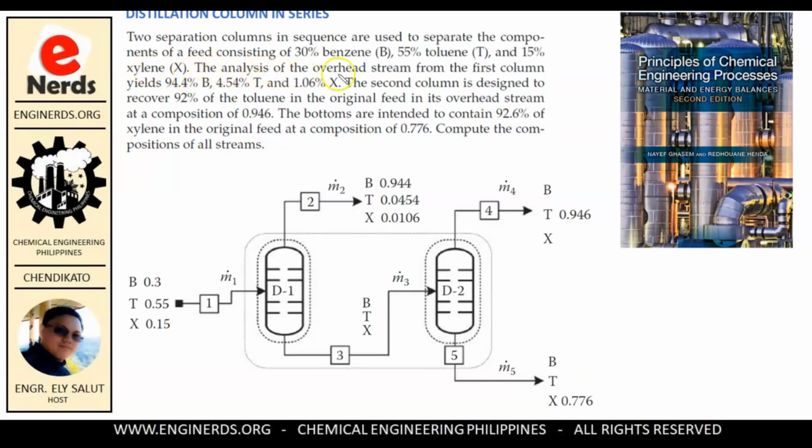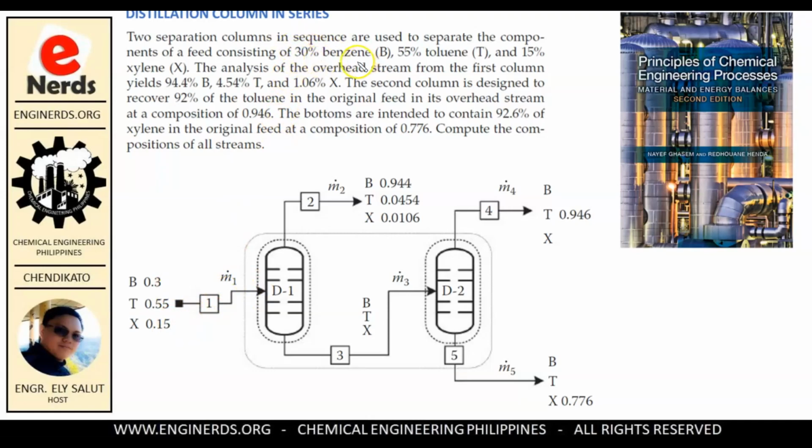The analysis of the overhead stream of the first column yields 94.4% of benzene. Okay, so this is the overhead stream sa ating first column and it has 94.4% of benzene. So we have 0.944 of B. Then we have 4.54% of toluene. So we have here 0.0454 of toluene and 1.06% of xylene, which is here we have 0.0106 of xylene.